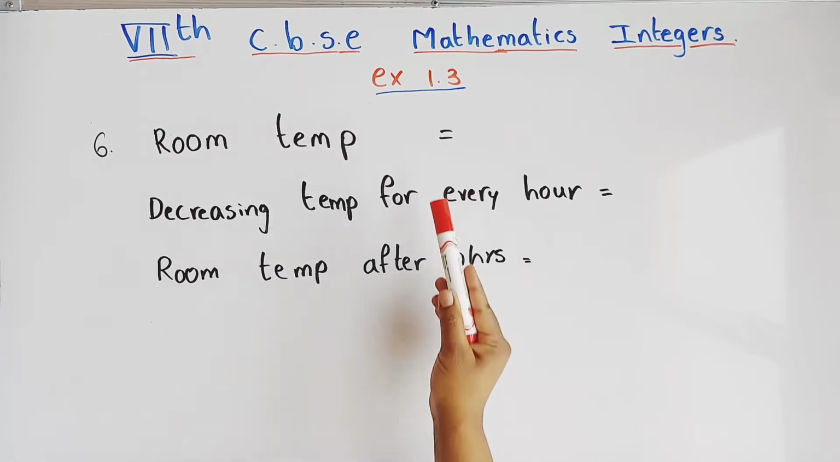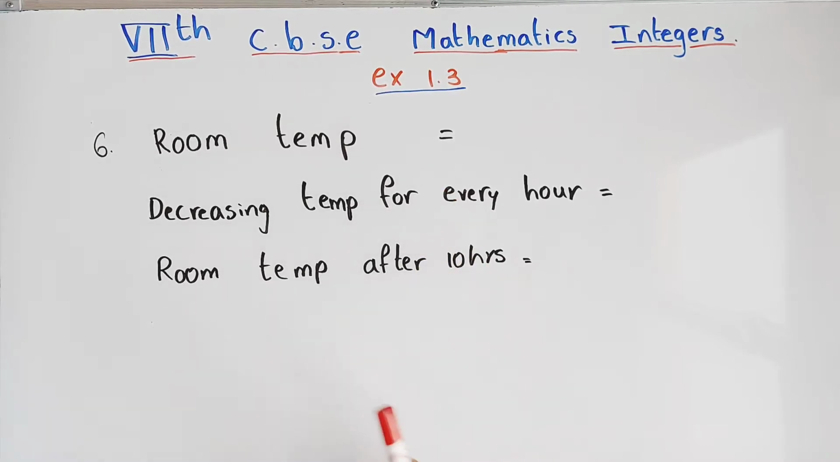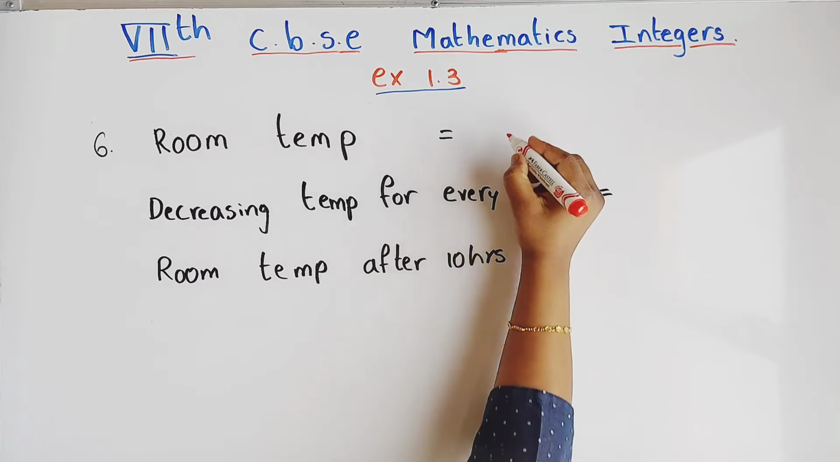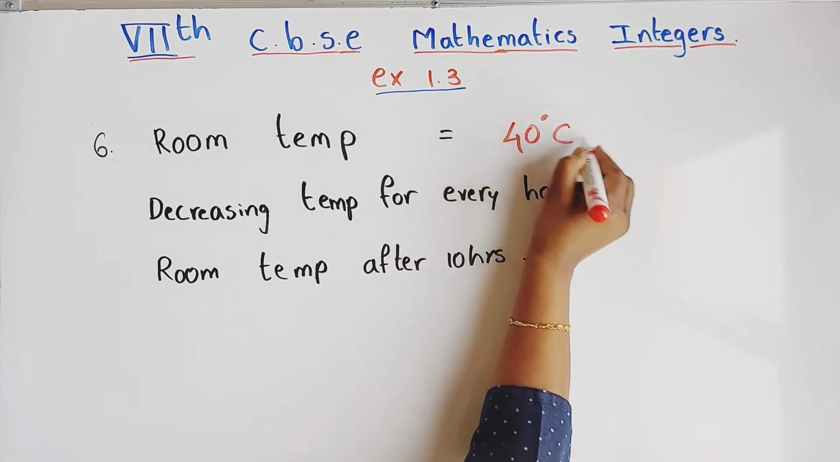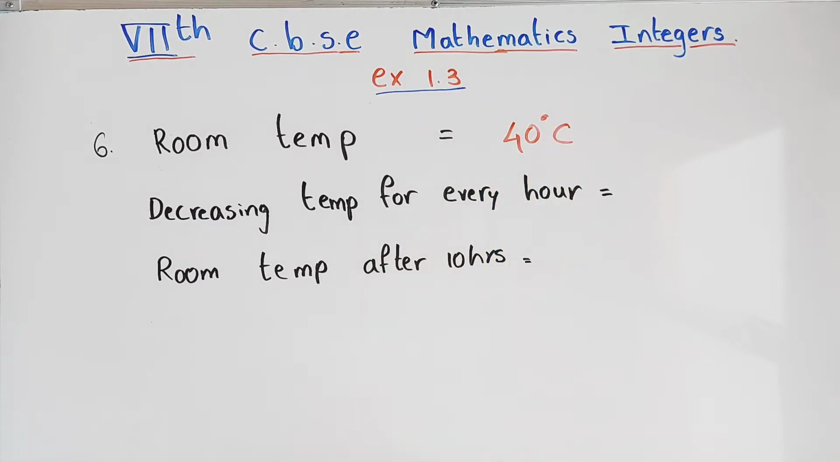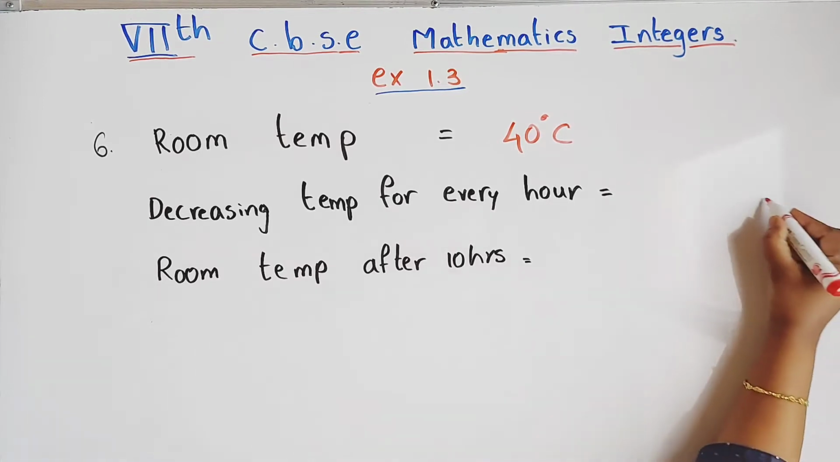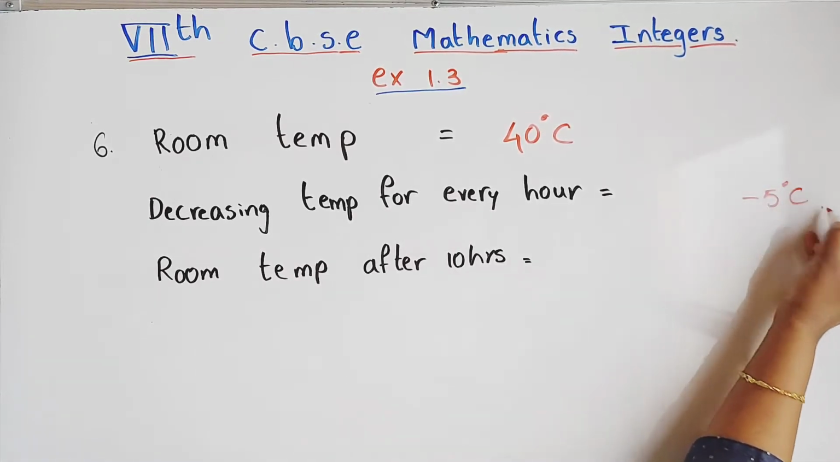We are doing exercise 1.3, children, 6th question. A certain freezing process requires that room temperature be lowered from 40 degrees centigrade. That means, what is the room temperature, children? It is 40 degrees centigrade. At the rate of 5 degrees centigrade every hour it is decreasing. Lowered, decreasing means minus 5 degrees centigrade, children.